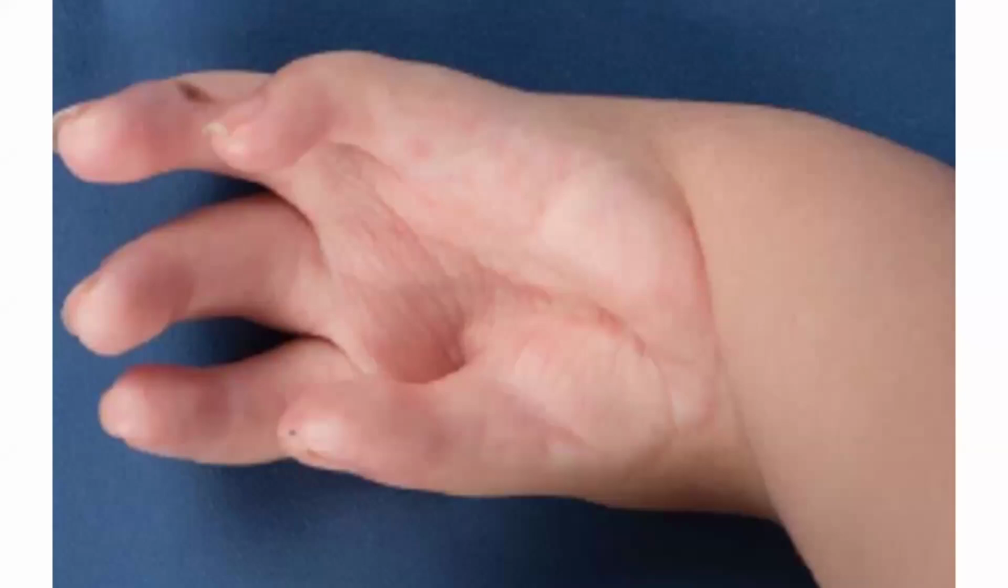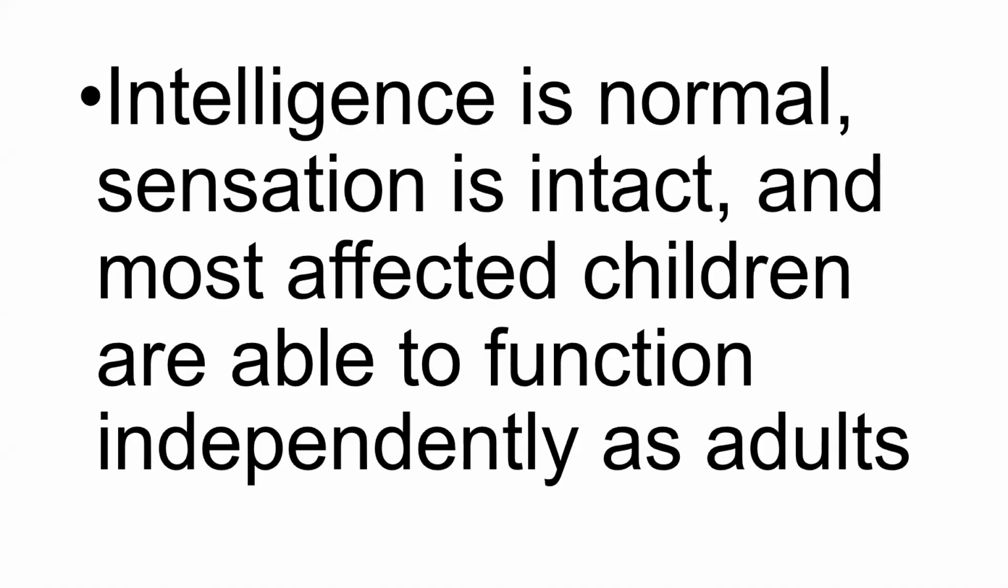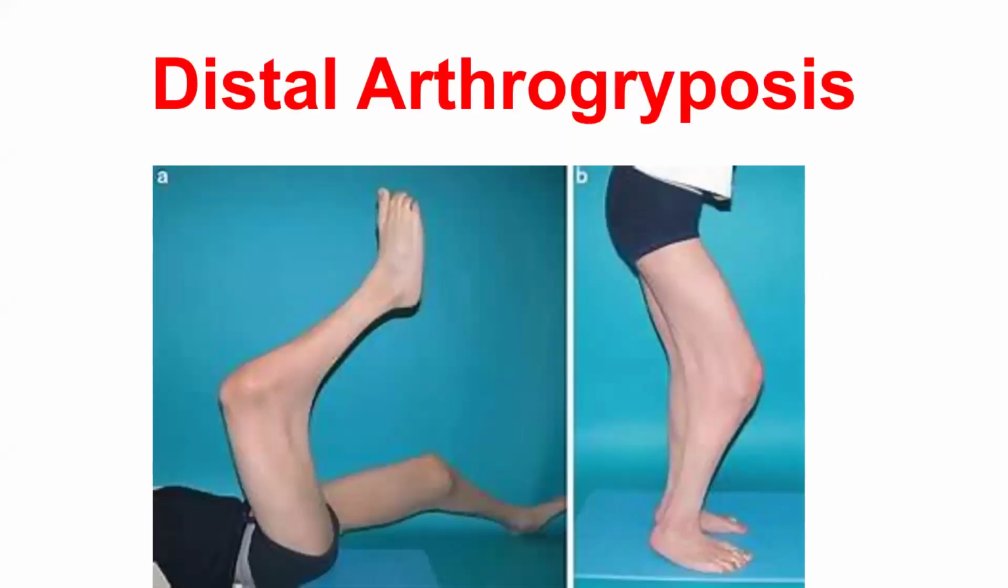Intelligence is normal. Sensation is intact. And most affected children are able to function independently as adults. This shows you, look at the creases, they are absent. Look at it, the muscles are atrophic. The knees are fixed in flexion.